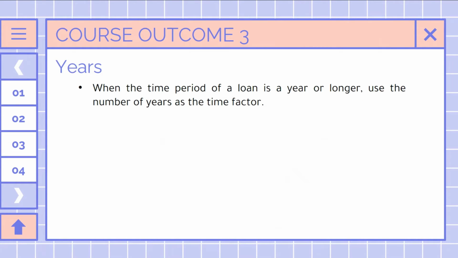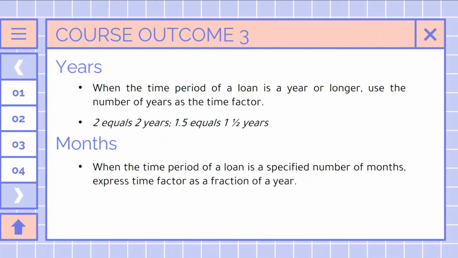Okay, so getting the time, there are two ways in identifying the time. First is when we are using years. When the time period of a loan is a year or longer, use the number of years as the time factor. And then here, 2 is equal to 2 years and 1.5 is equal to 1.5 years. Next is for months.